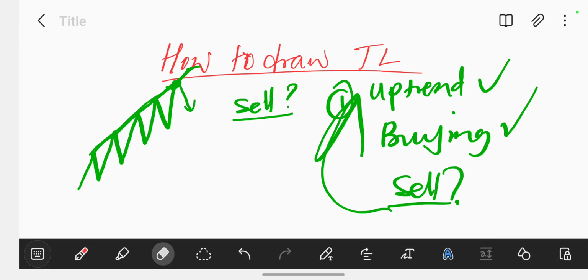Because when I'm in an uptrend, I should be looking for buying opportunities. And if you're putting the trend line there, it means when the price gets here, you'll be expecting it to bounce and go down so that you can sell. You shouldn't play like that.